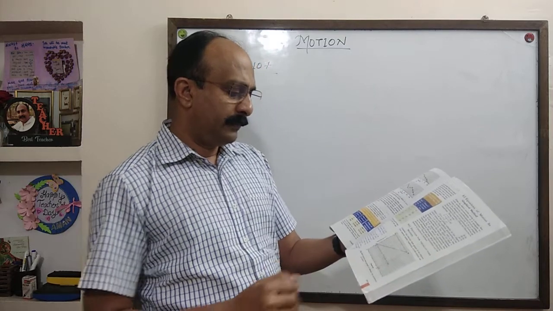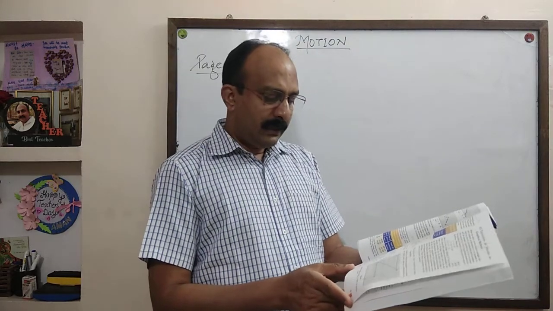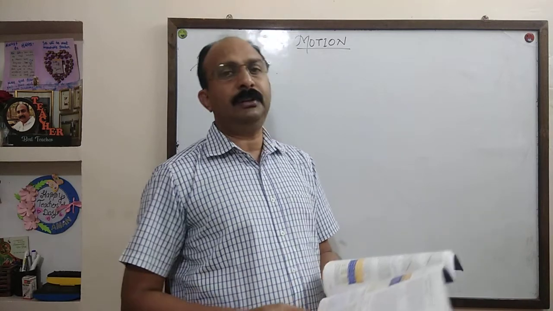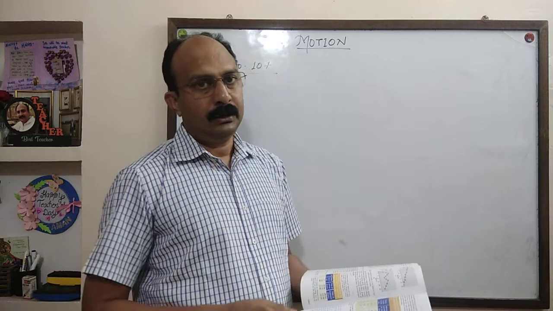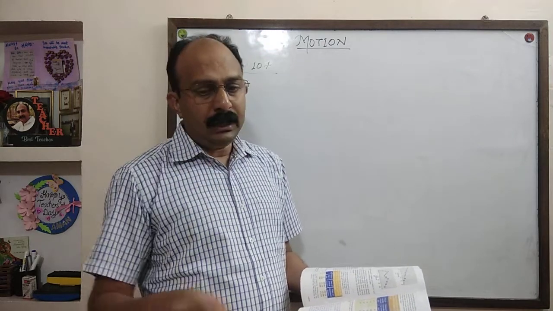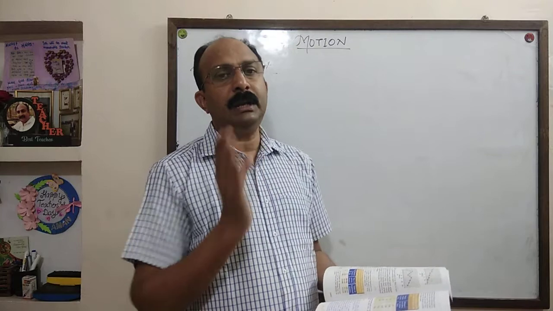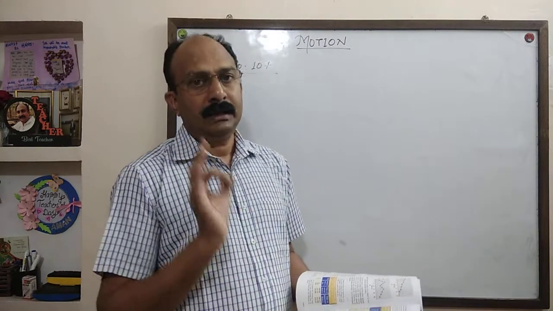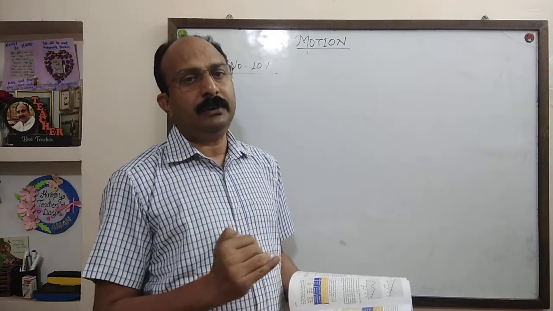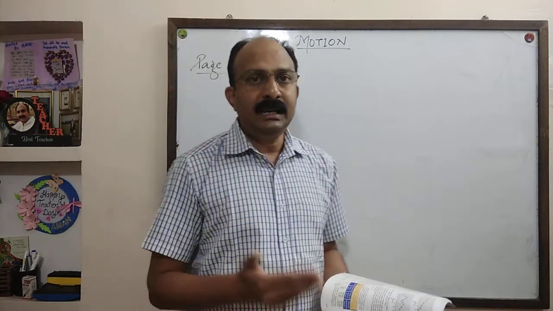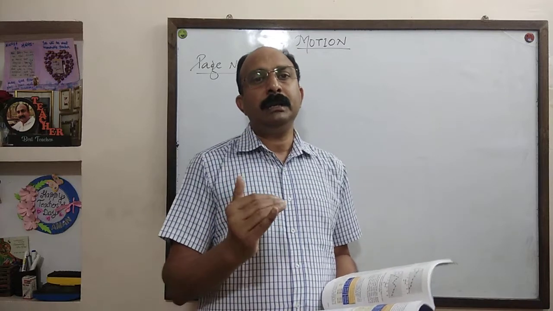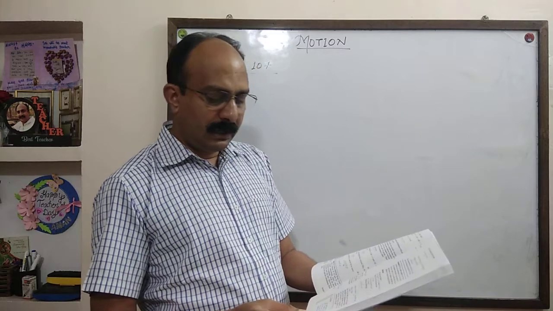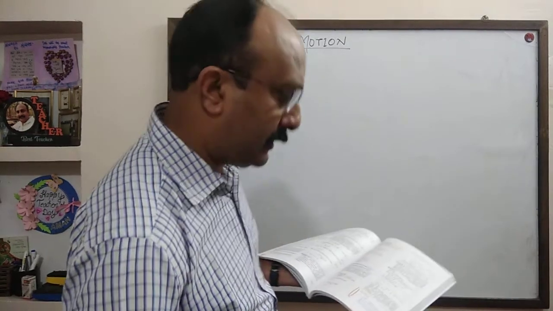Question number 4. What is the quantity which is measured by the area occupied below the velocity time graph? Again, taught earlier, the area occupied below the velocity time graph is the distance travelled by the body in time t. So that's all. Now page number 109.